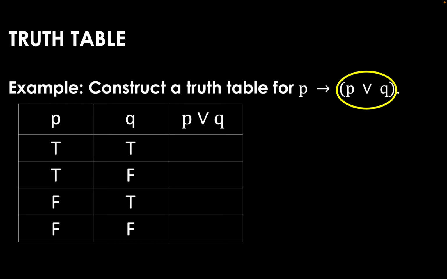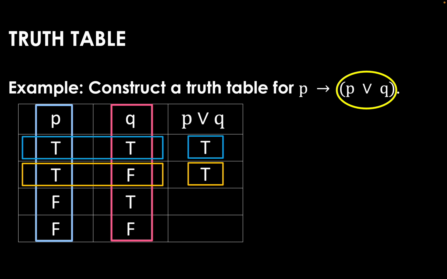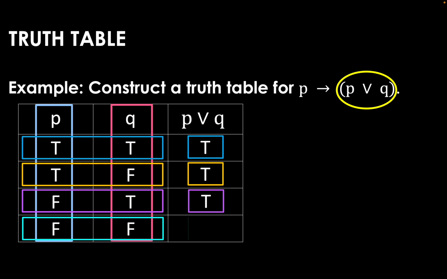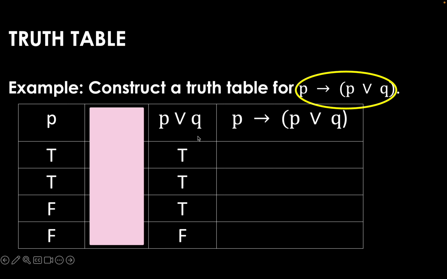So we have P or Q, so that means this is just disjunction, right? So it is false when both statements are false. So true, true, true, false. Our first statement is P, our second statement is Q. So we have true, true, true, false. So since we've already found the answer of P or Q, we can now identify the if P, then P or Q. So our first statement is P, our second statement is P or Q.